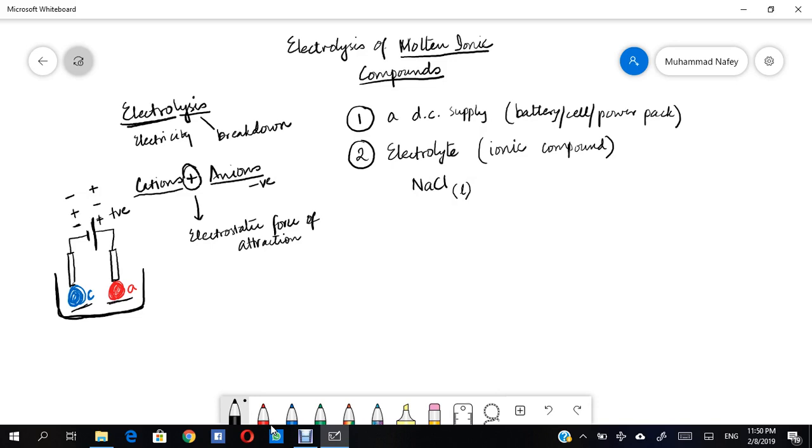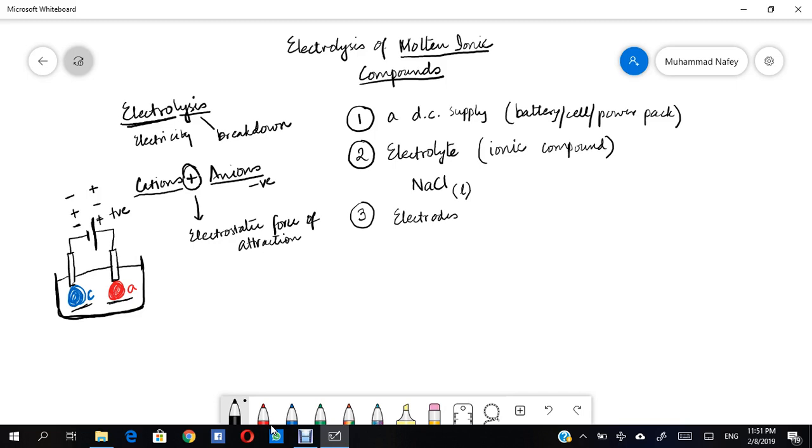The electrolysis of aqueous sodium chloride will be covered in the next video, inshallah. The third thing that we need are electrodes. And electrodes are basically rods that ensure the connection of the electrolyte with the power supply. So these are our electrodes.